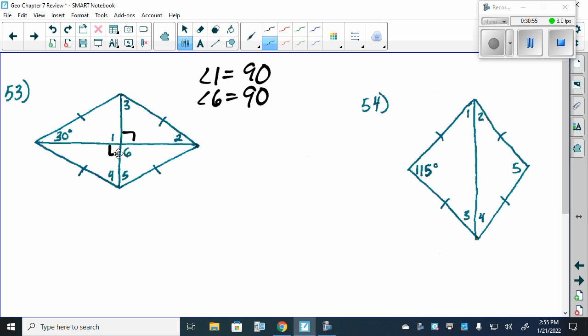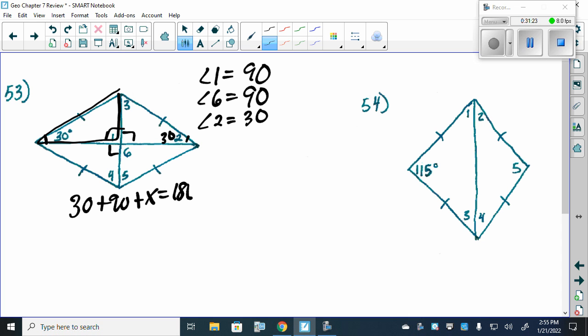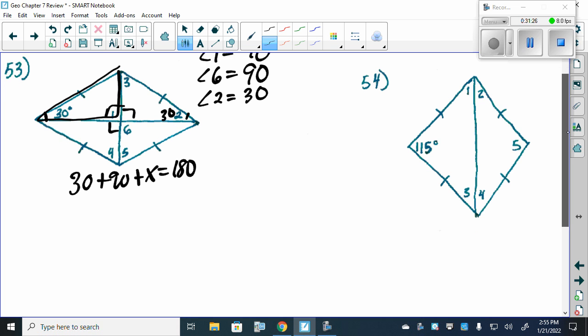Now the opposite angles in a parallelogram are congruent. So it means that angle 2 is 30, because these two are going to be the same. Now, since this is a right triangle, these three angles add together to be 180. So we can take 30 plus 90 plus our missing angle and set it equal to 180.